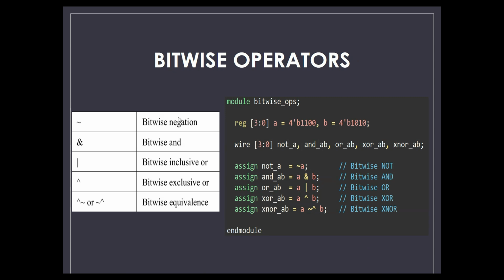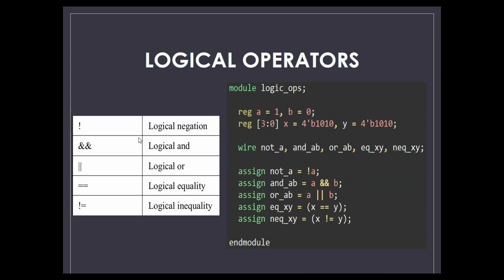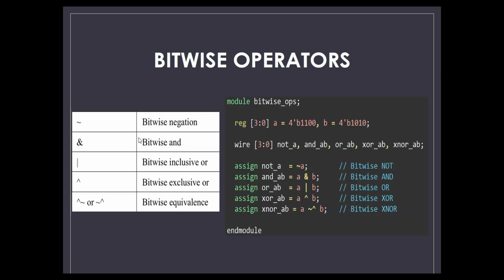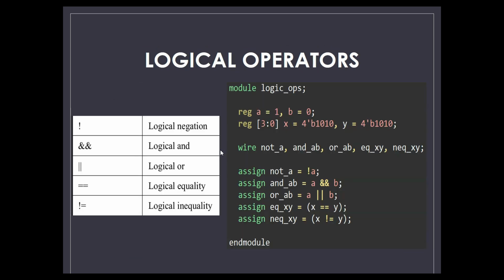Now they are bitwise operators. Earlier we had logical AND and logical OR. Now we have bitwise AND, bitwise OR, and bitwise negation. So how are these different from logical operators? Logical operators consider the whole value as 1 or 0, that is, any non-zero value.